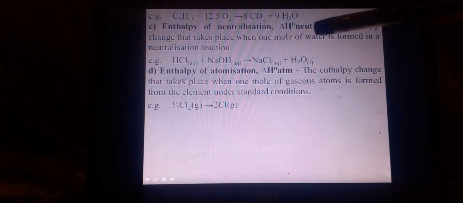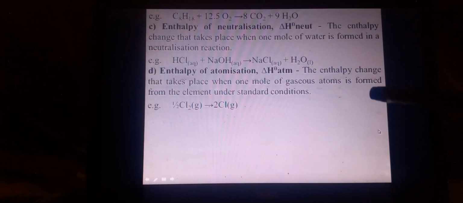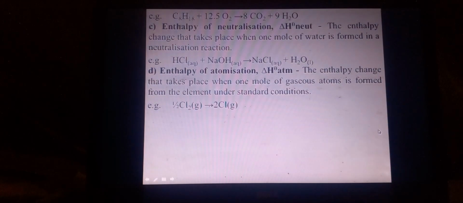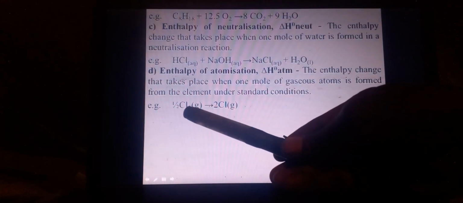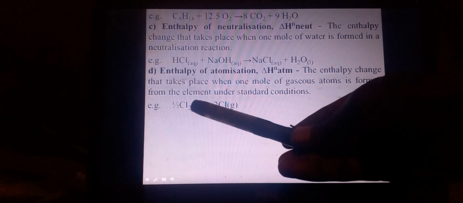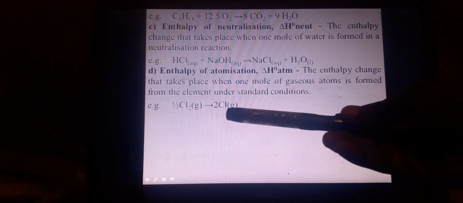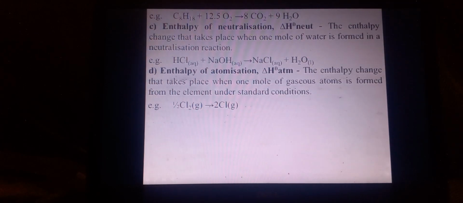Then we have enthalpy of atomization. Remember, atomization is the formation of atoms from a given substance. This is the enthalpy change that takes place when 1 mole of gaseous atoms is formed from the element under standard conditions. For example, chlorine normally exists as a gas and as a molecule at room temperature. 2 atoms of chlorine form 1 molecule of chlorine gas. To atomize the chlorine molecule, we break that molecule to come up with 2 atoms of chlorine gas. So we take a half of a chlorine molecule to give us 1 atom of chlorine gas, as you can see in that equation.